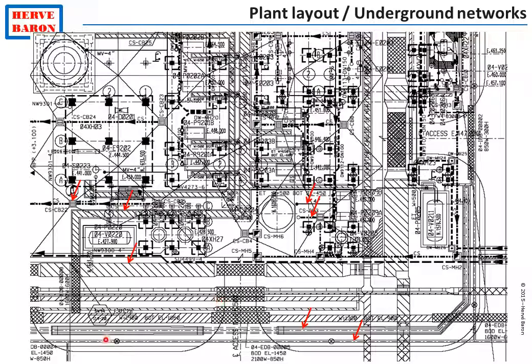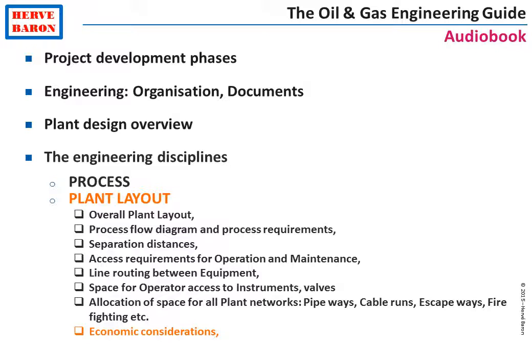Finally, you will also find the fire-water network, which is also buried for mechanical protection and fire protection reasons. Hence, a drawing showing all the underground networks has an impact on the facility layout and the equipment location. Finally, economic considerations come into play, and this is basically to reduce the lengths of pipes, cables, pipe racks, and so on.